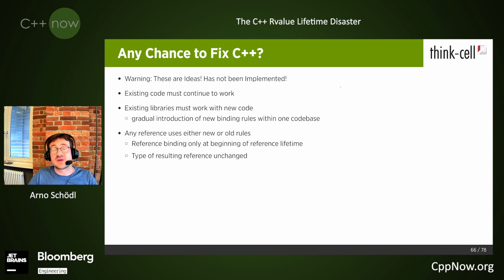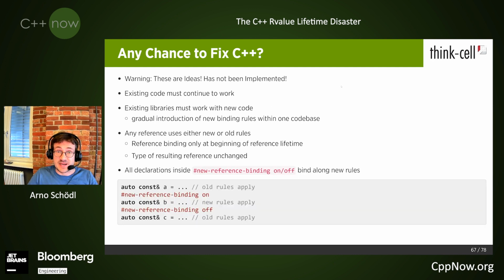The idea is that any reference has basically this other little static property, that it either binds according to the new rules or the old rules. So either it's the const lvalue reference binds to everything rules, or the new ones. The good thing is that reference binding only happens at the very beginning of the reference lifetime. After the reference came about, everything is unchanged, everything is good. So we don't need extra types. The type of the reference is fine after it's been constructed.